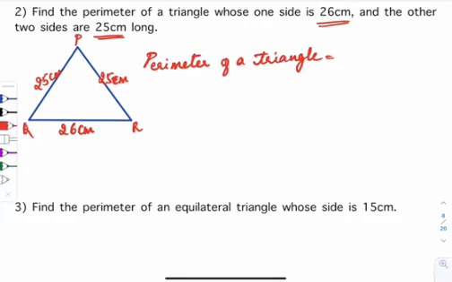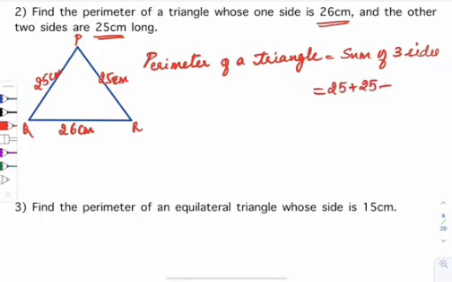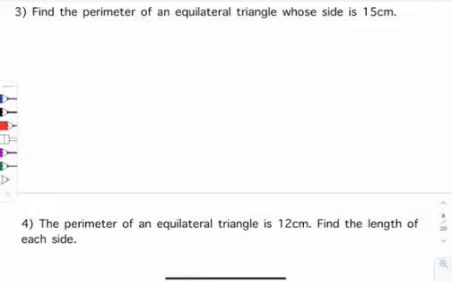What is the perimeter of a triangle? Sum of three sides, correct? So what are the three sides given here? Two sides are 25 each, plus the next one is 26. So the perimeter of this triangle is equal to 76 centimeters.